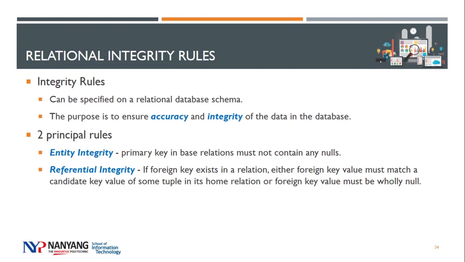The purpose is to ensure accuracy and integrity of the data in the database. There are two key principles. First, the primary key in the base relations must not contain any null. Second, if a foreign key exists in the relation, the foreign key must match a candidate key value of some tuple in its home relation, or the foreign key value must be wholly null. And we have some examples to illustrate what this means.